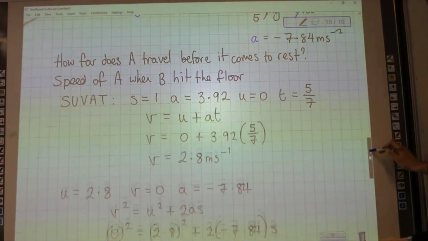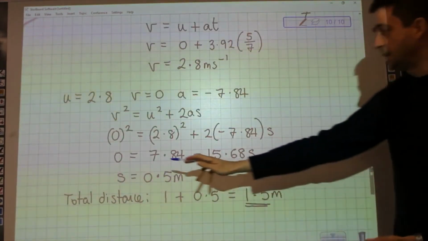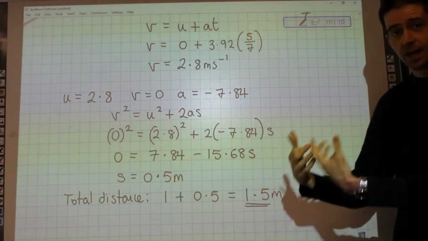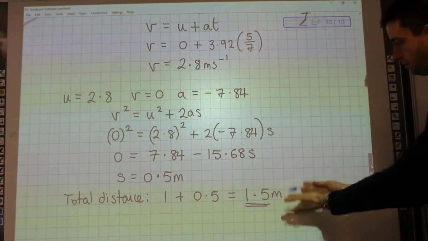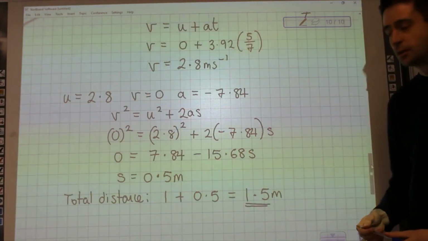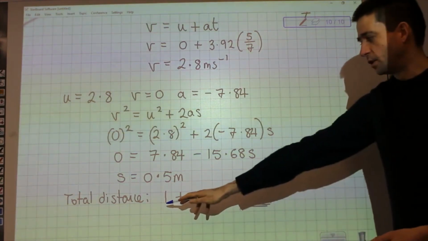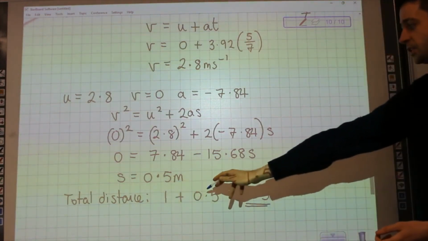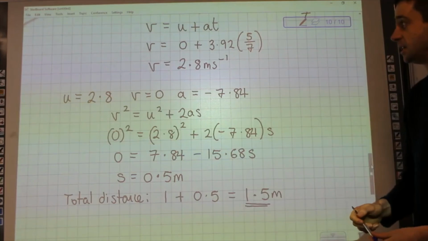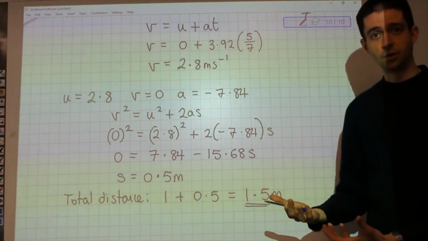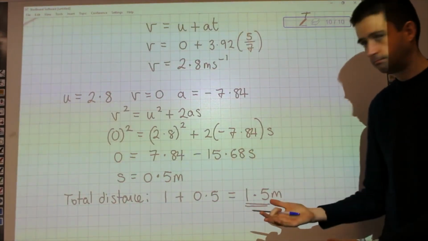Once we knew all those things, we could work out the extra distance it travelled before it came to rest, and then total distance travelled. The 1 metre it had gone before B hit the floor, plus the extra 0.5 metres it did before it came to a stop. Thank you very much.